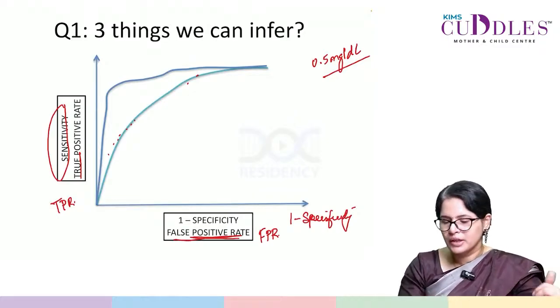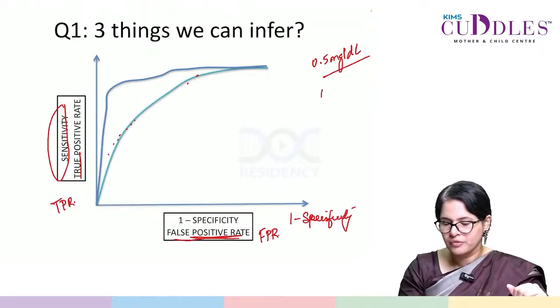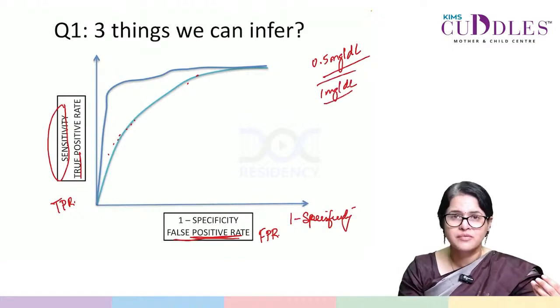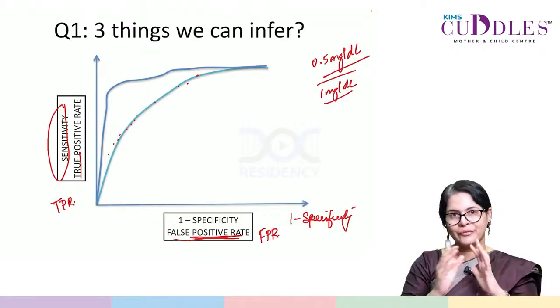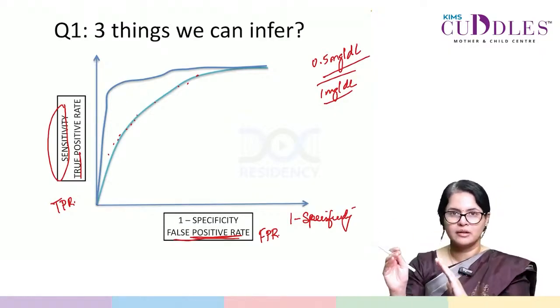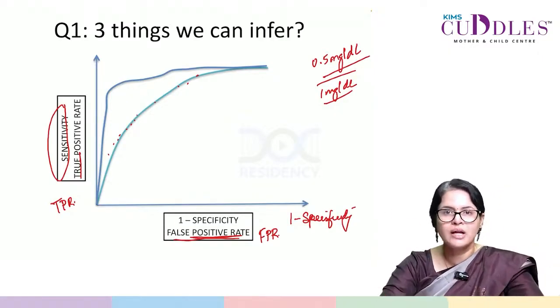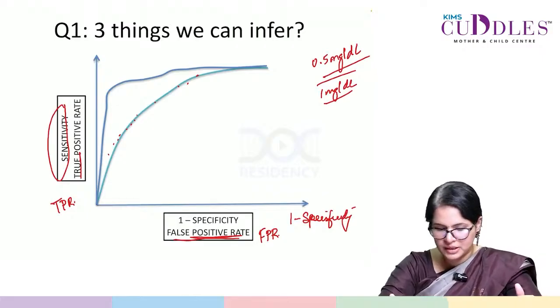If we have a different cutoff of CRP, let's say a cutoff of 1 milligram per deciliter, you are going to have a different sensitivity and specificity. So if you plot sensitivities and specificities at different cutoffs of the same test, you get a curve, and that helps us get the ROC curve of a certain diagnostic test.